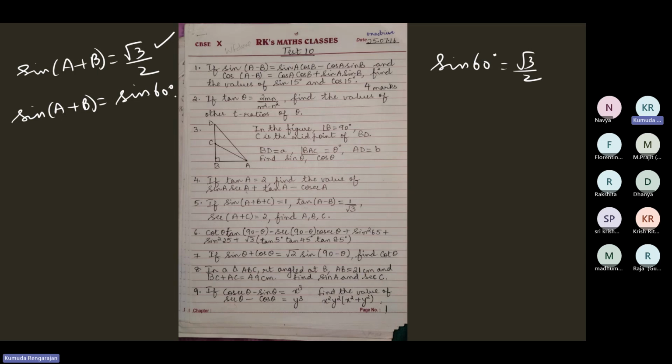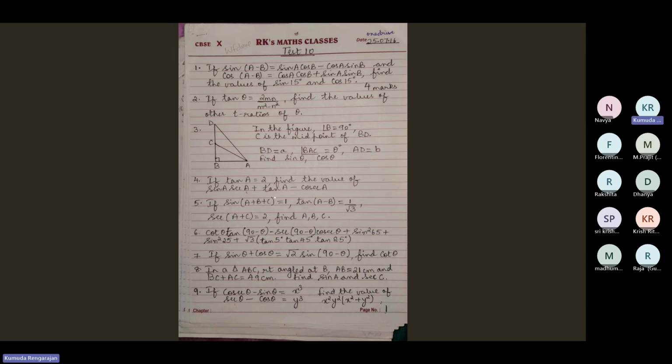Now comparing both the sides, you cannot cancel sine and sine, children. But if you could cancel sine and sine, what are you left with? A plus B is equal to 60 degrees. So on comparing both the sides, we have A plus B is equal to 60 degrees. So A plus B is equal to 60 is an equation.